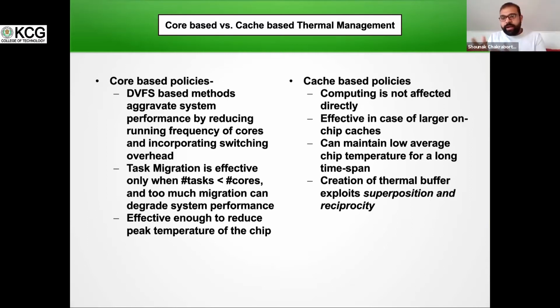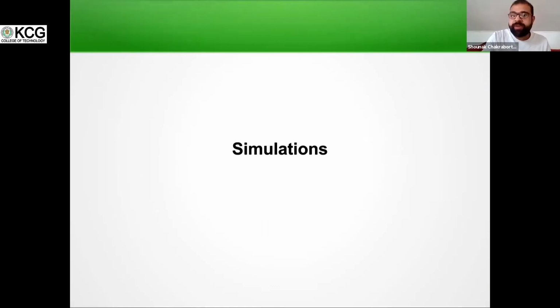On the other hand, if you look at the cache-based policies, you can see computing is not affected directly, but decreasing the cache size will definitely impact your performance by increasing a huge amount of off-chip accesses, because your miss rate, your number of misses, will be increased, right? It's also effective in the case of larger on-chip caches, and it can also have enough potential to maintain a low average temperature for a longer time span. That happens because of the exploitation of the superposition and reciprocity theorem of heat transfer.